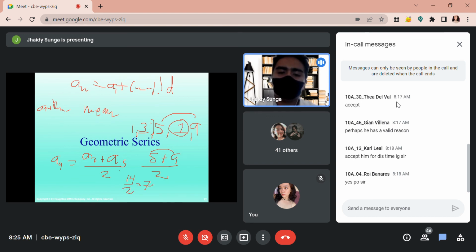So the mean for this sequence would be 1, 3, 5, 7, 9. Did you get how the arithmetic mean works? It's easy now. We just add the two terms between the missing term, then divide by 2. Okay, so for the geometric series, let us have this.